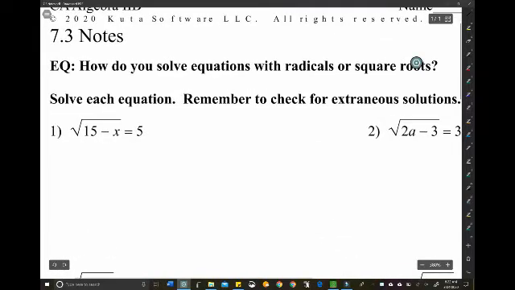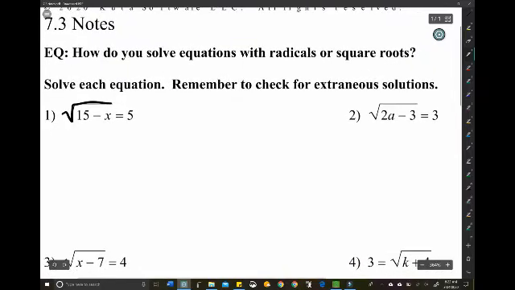Today's essential question: how do you solve equations with radicals or square roots? The main idea is that now we have equations with radicals, a 2-for-1 deal. It's really not too bad. We have some extra little info here, so we're solving each equation. Remember to check for extraneous solutions. Those are solutions that look like solutions, but they're not. They're hiding. We'll talk about that in a bit. Let's get right on to it.